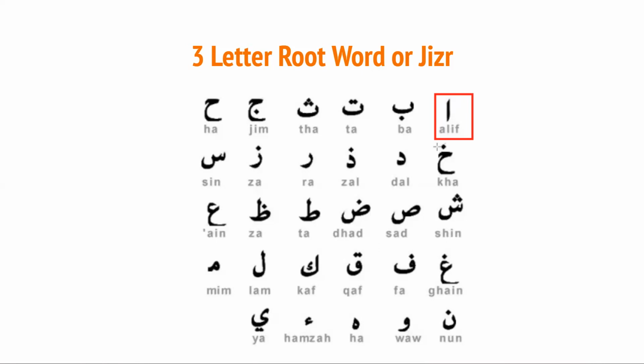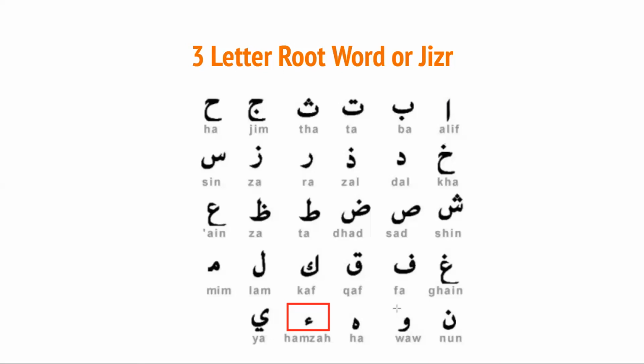And then you have a choice of 28 letters. If Hamza is one of the root letters, Fa, Ain, or Lam, then that is an irregularity, and it is called Mahmooz. And if two of the three letters are the same, then that is called Mudaa'f.